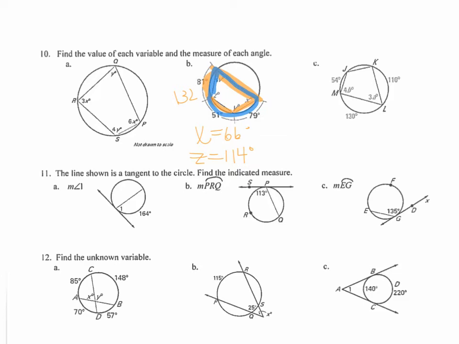51 plus 79. If I can type things in a calculator, we'd be good to go. Nope, still can't. Let's try one more time. There we go, I got 130. 130 divided by 2 is 65. So W is 65 degrees. Since I know W, I can find Y because opposite angles are supplementary. So Y is 115 degrees.